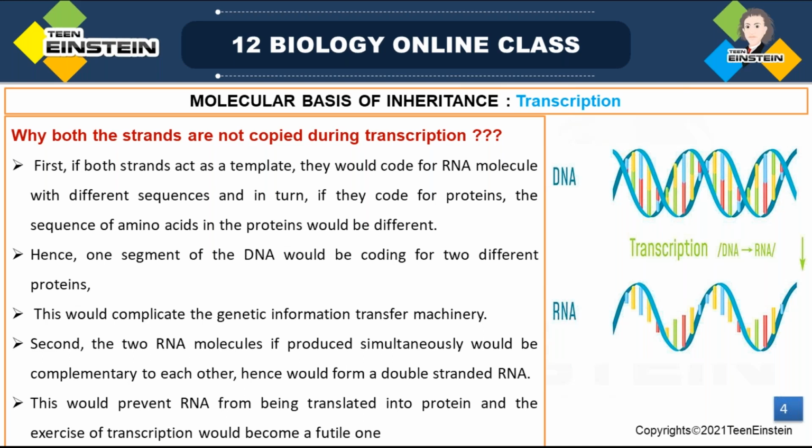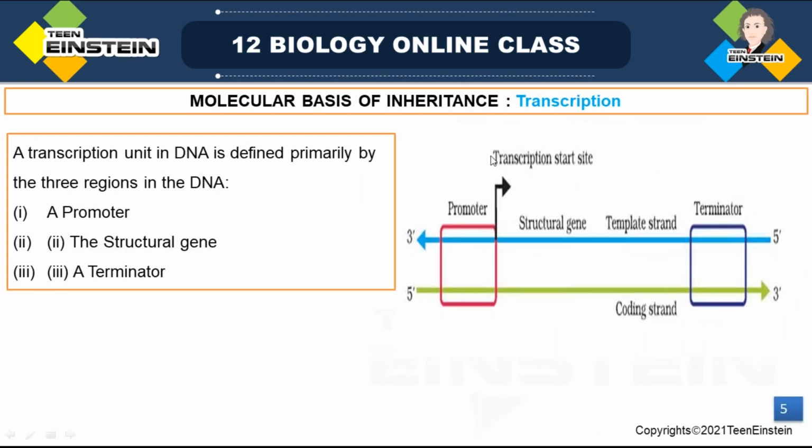Next is transcription. Here, transcription unit. A transcription unit of a DNA mainly has three regions: first is the promoter region, second one is the structural gene, and third one is the terminator region.